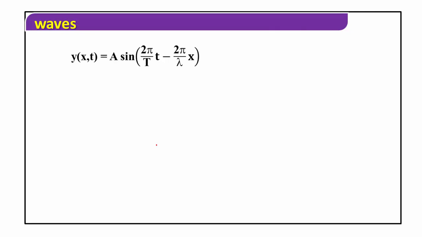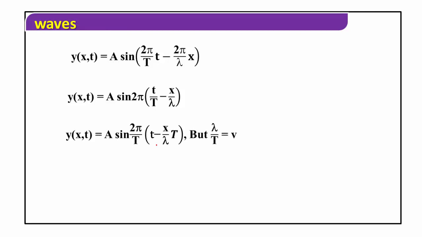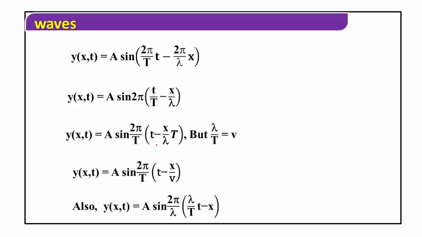Wherever omega is there, when we substitute the value 2 pi by T, we get this equation: y of x comma t is equal to a sine 2 pi by T into t minus 2 pi by lambda into x. Therefore, taking the common value outside, y equal to a sine 2 pi times t divided by capital T minus x divided by lambda. But lambda divided by T is the speed, the velocity. Therefore, y equal to a sine 2 pi by T, t minus x divided by v. Again, you get the same equation.